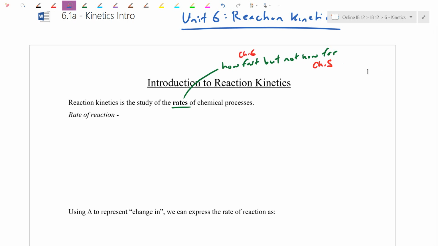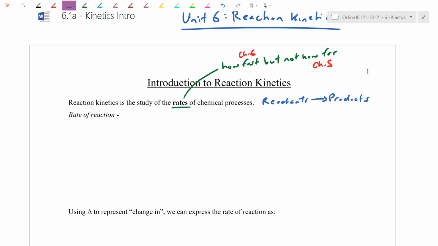So let me introduce the main concept throughout this chapter. For reaction kinetics, we're studying the rates of a chemical process. So in general we have reactants on the left side. We're going to draw an arrow over to the product side. The reactants are becoming products. And what we want to study here is what's called the rate of reaction.